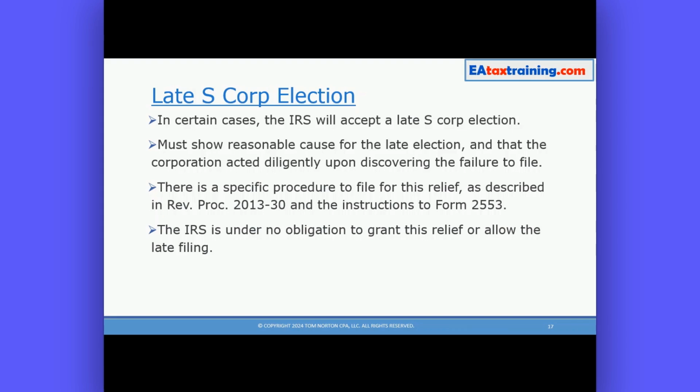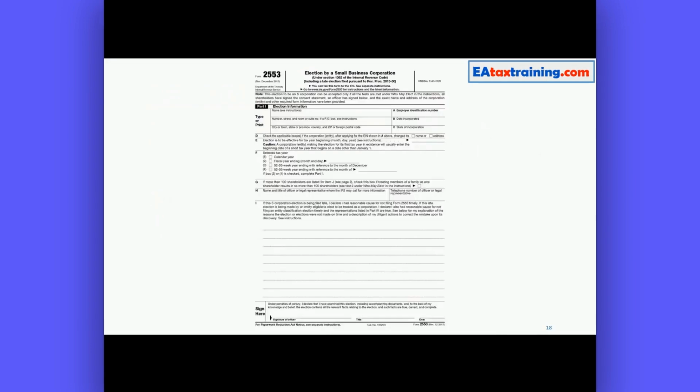There is actually a specific procedure for filing for this relief, and that's described in this RevProc. So it's Revenue Procedure 2013-30. It's also described in the instructions to Form 2553. And the IRS doesn't have to grant this, but they usually will if you really do have a good reason for being late, and you can show that once you discovered that you didn't file, that you took the steps you needed to in order to file that Form 2553.